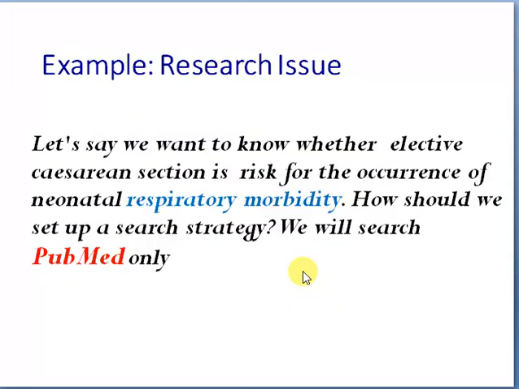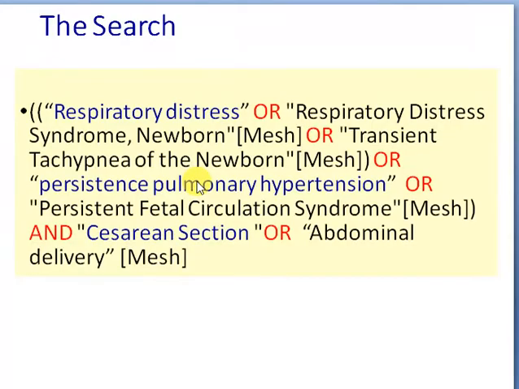Let's start with a research issue. Let's say we want to know whether elective cesarean section is a risk for the occurrence of neonatal respiratory morbidity. How should we set up a search strategy? We will search PubMed as an example. Okay, here is the search.